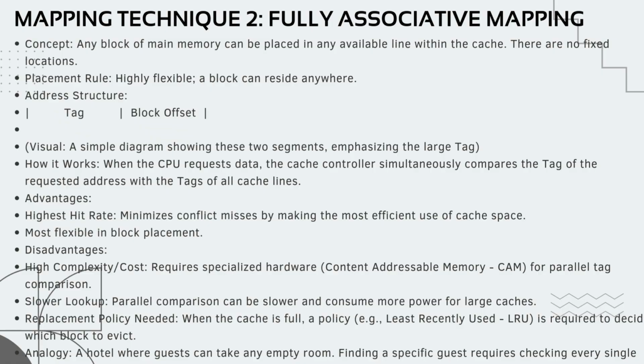It demands high complexity and cost due to the specialized hardware, often called content addressable memory or CAM, required for all those parallel comparisons. These parallel comparisons can also make lookups slower and consume much more power, especially for larger caches. Furthermore, when the cache is full, it requires a replacement policy like least recently used, or LRU, to decide which block to evict when a new one needs to be brought in.